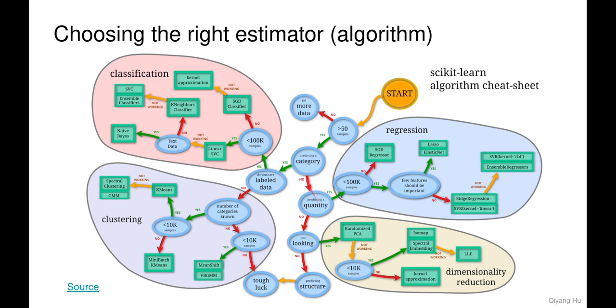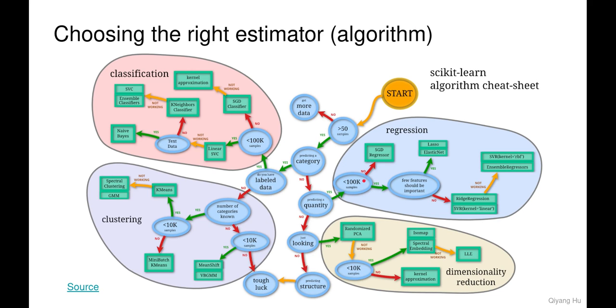If it is a category problem, then we should check whether the data has labels or no labels. If the data has labels, then we come into the regime of the classification problem. If it's unlabeled data, then we should consider a clustering problem for our project.